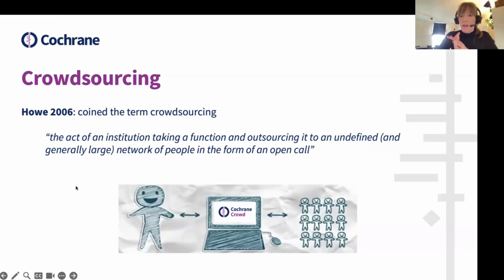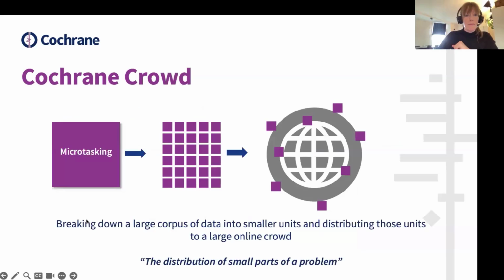And there are various different types of crowdsourcing out there. And the type of crowdsourcing that an organization might use will depend very much on the nature of the problem the organization is trying to solve. And so the type of crowdsourcing that we use in Cochrane Crowd is called microtasking. And it's essentially the breaking down of a large corpus of data into smaller units and distributing those units to a large online crowd. Or somebody more poetic than I am described it as the distribution of small parts of the problem.